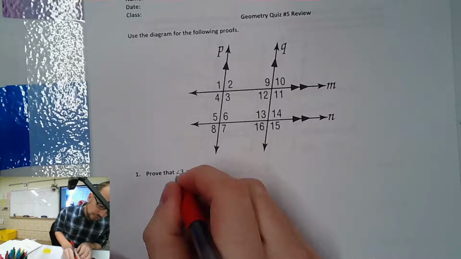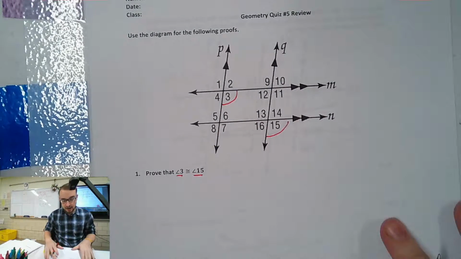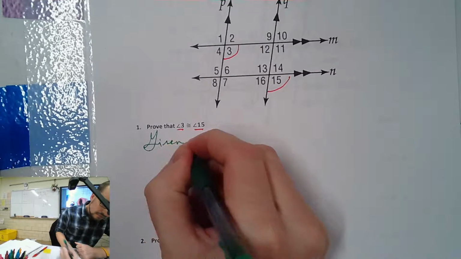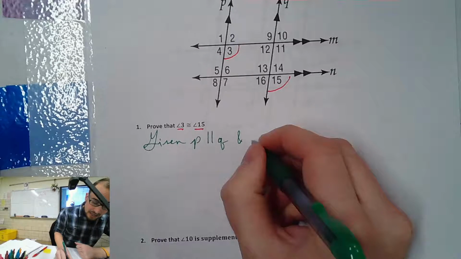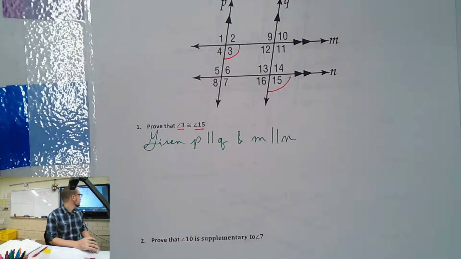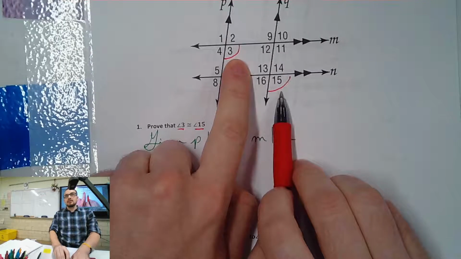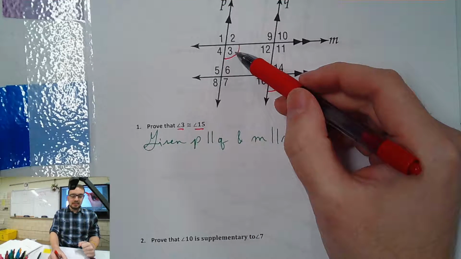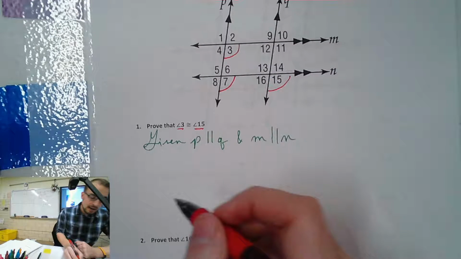We're going to prove that angle 3 is congruent to angle 15. So, here's 3 and here's 15. Okay? First off, write down what you're given. We are given that line P is parallel to line Q, and we are given that M is parallel to N. So, how are we going to prove 3 and 15 are congruent? You can't just say CAP and they are, right? We got to make it there. So, 3 to 7. How do we know 3 and 7 are congruent? By CAP. Angle 3 is congruent to angle 7.